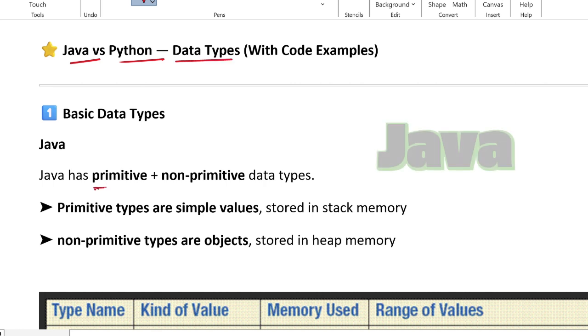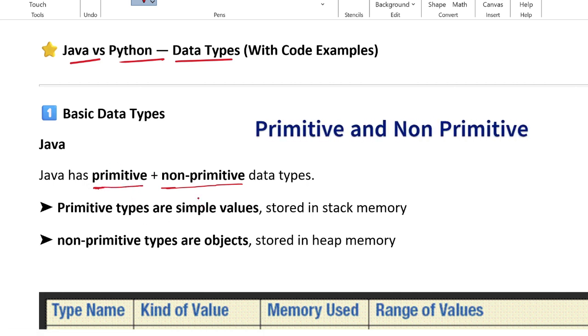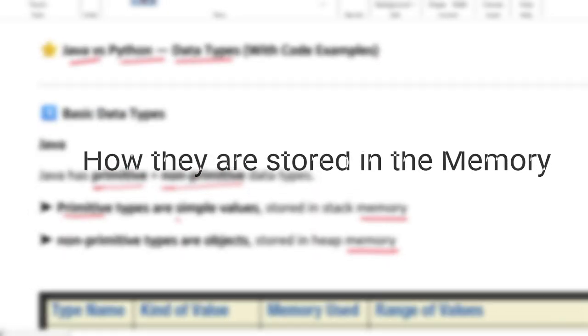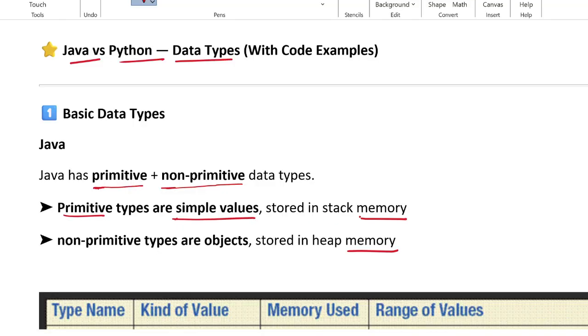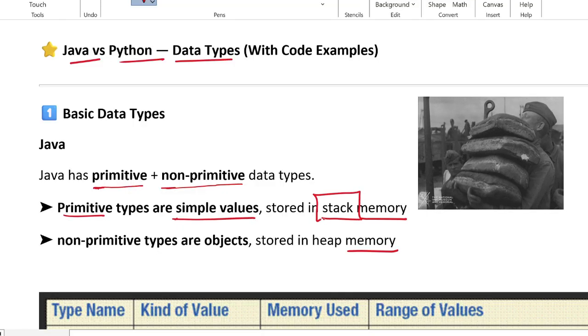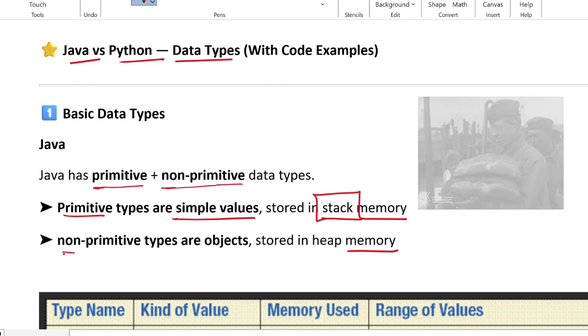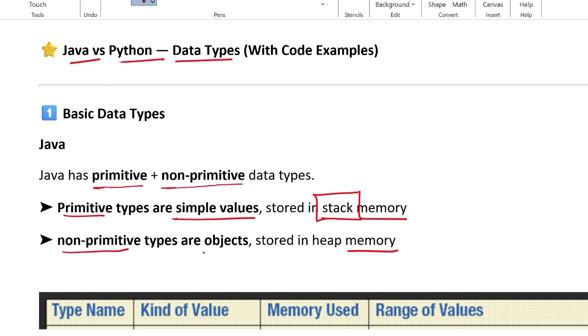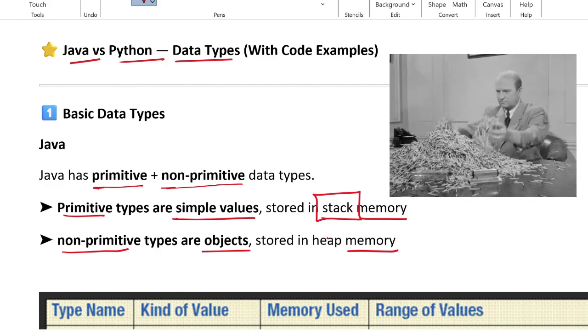So primitive and non-primitive are two types of data types in Java. Now these are different depending on how they are stored in memory. Primitive data types are simple values, and these are stored in stack memory. And non-primitive data types are objects stored in heap memory.